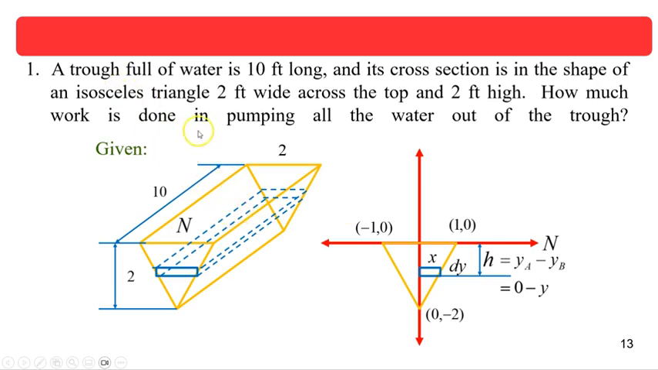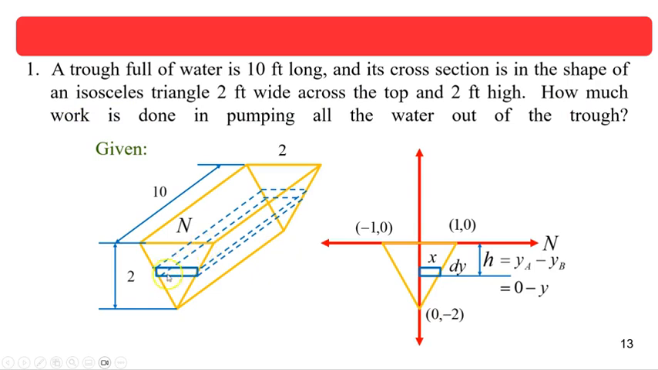So let's go to this example. A trough full of water is 10 feet long and its cross section is in the shape of an isosceles triangle, 2 feet wide across the top and 2 feet high. So here it was drawn on the Cartesian plane where it's 2 feet on top and then 2 feet deep. How much work is done in pumping all of the water out of the trough?